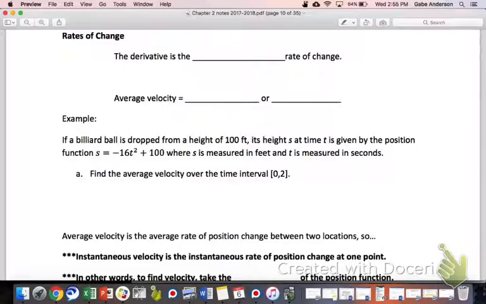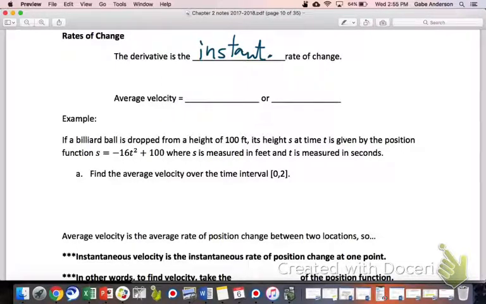We really haven't talked about this rates of change thing yet. So let's talk about that really quick. The derivative is the instantaneous rate of change, or you could say the rate of change at one point in time. So it's the instantaneous rate of change.